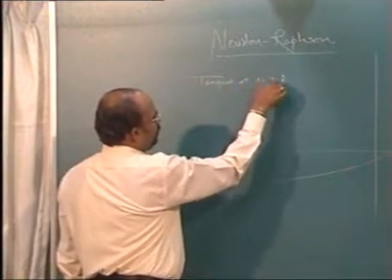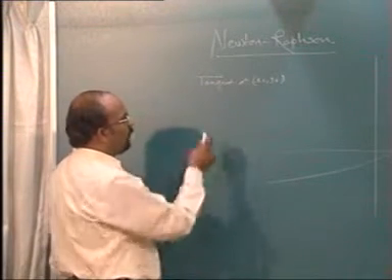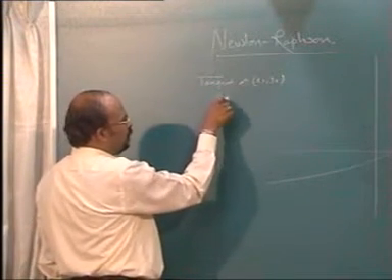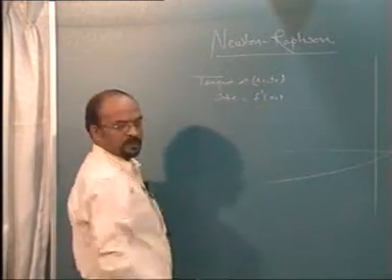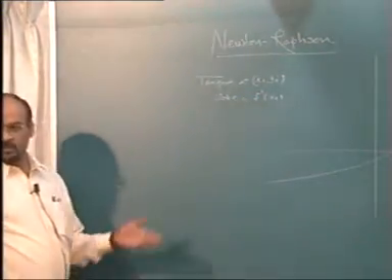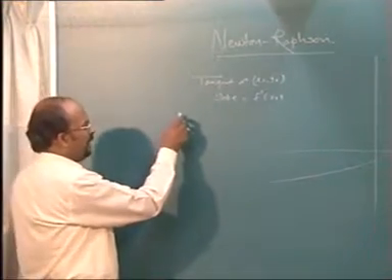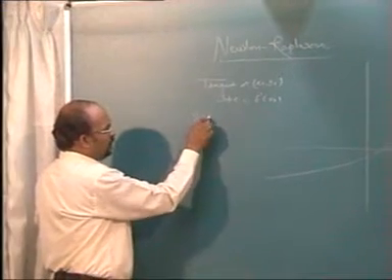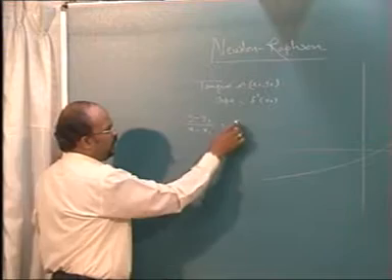x1, y1. Can we find out the slope at x1, y1? Slope will be, of course, f dash x1. Slope is f dash at that point. Now, the equation of the line is y minus y1 upon x minus x1 equal to slope.